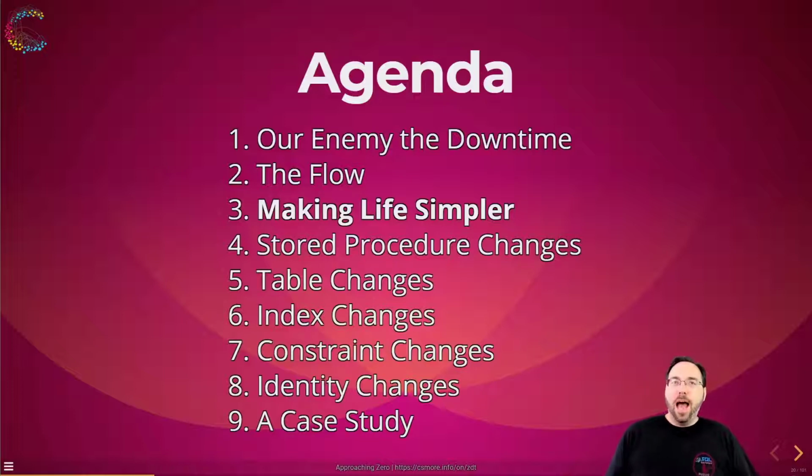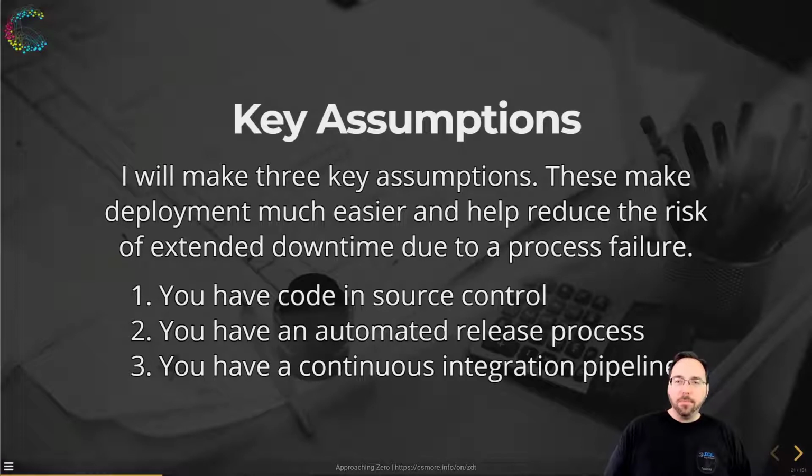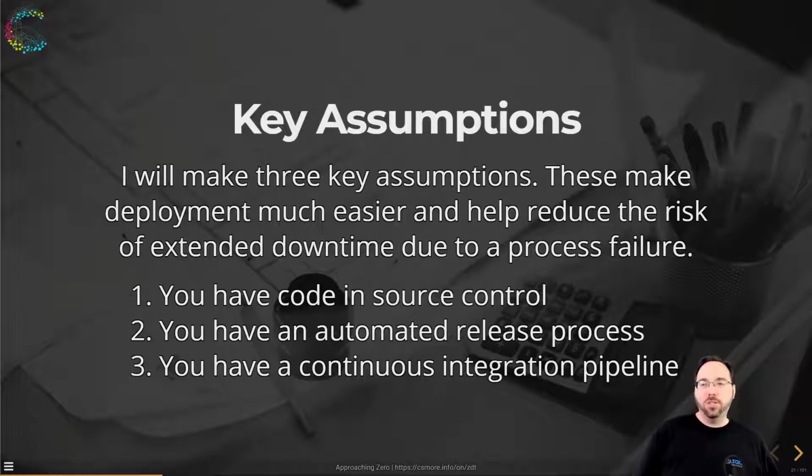So this is our state of mind. We have this 4-phase deployment process. And I'm going to help make life a little simpler for you. I'm going to make 3 key assumptions. Key assumption number 1, your code is in source control. Yeah, at this point, it's really got to be in source control. This is not even a, gee, you really should be doing this.